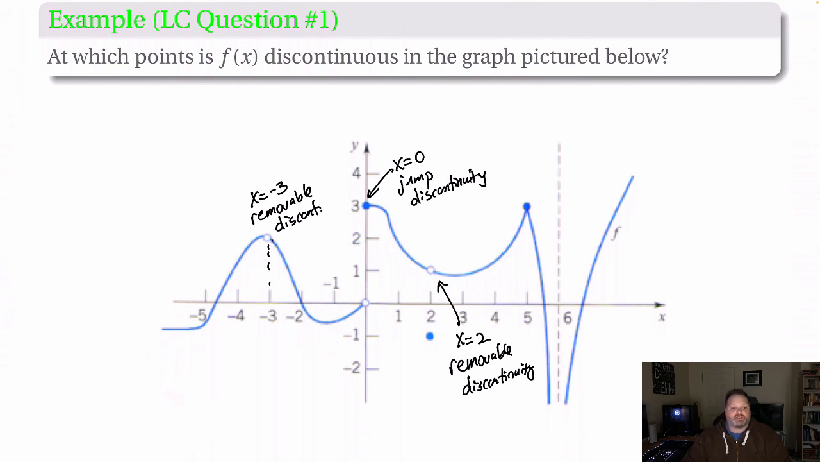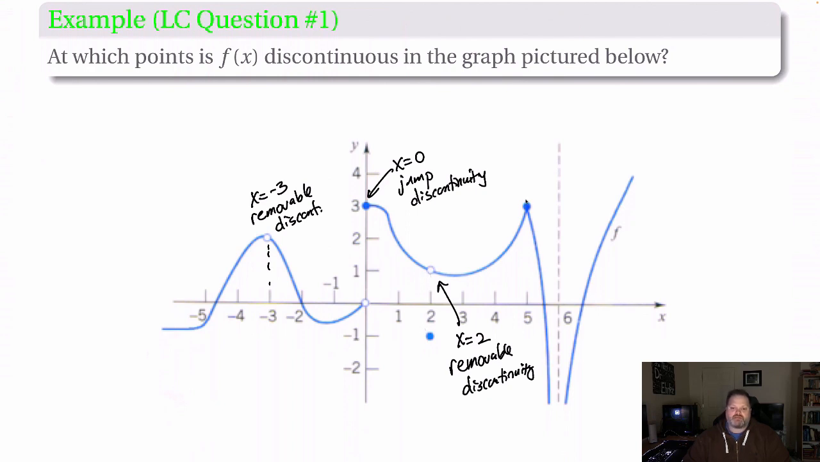Removable discontinuities come in 2 flavors. The first flavor is where the limit exists at the point, but the point is just altogether missing. The second type is where the limit exists at the point, but the function value is somewhere else. It is defined, but it's just not where it should be.